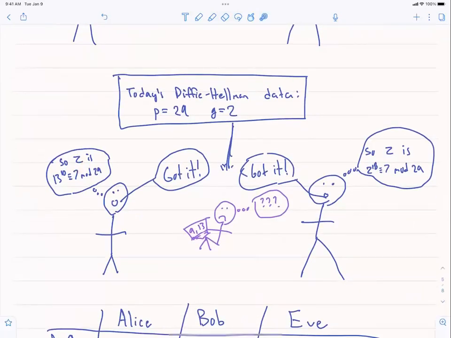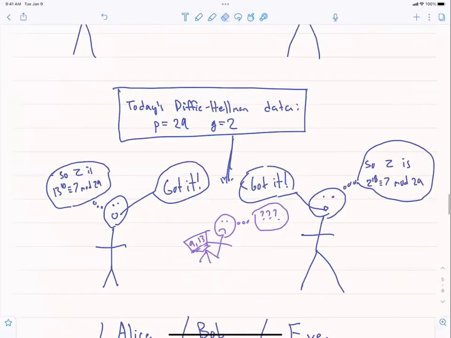Alice does a computation. She takes this number that Bob sent her, 13, and she raises it to her secret number, 10, and she gets 7. So she says, got it. Bob does the same thing. He takes the number Alice sent him, which is not what I wrote here. Try it again. 9. So he takes the number Alice sent him, 9, and he raises that to his secret number, 18, and he gets 7. So now they both know 7. So he shouts out, got it.